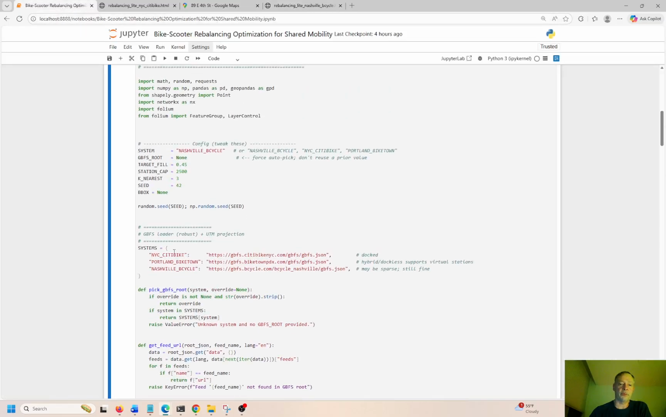Let me look at one more market. So this is Portland, and they call this thing Bike Town. Okay. Control Enter. Again, this is pretty quick. It's a small market, so it's going to run fast. I'm looking at the hourglass, and it's done. Okay, so let's go look for Portland.